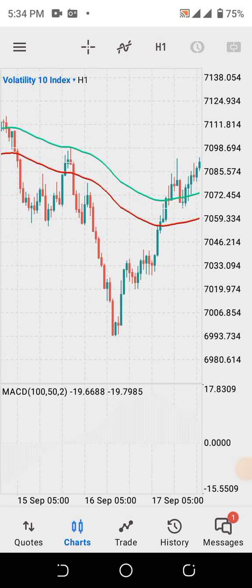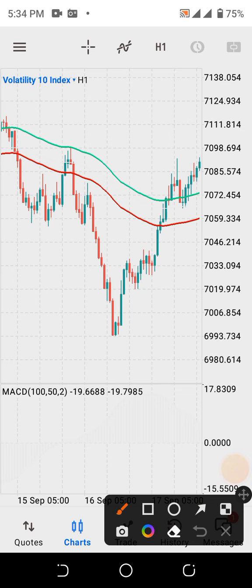Look at the point of entry from this point, and this is a huge profit. As easy as that. Now this is a simple strategy.